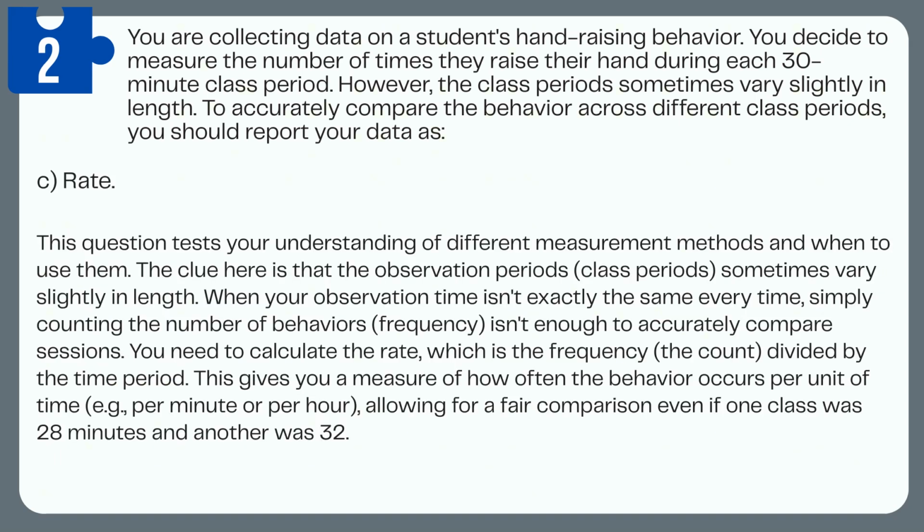Answer C. Rate. This question tests your understanding of different measurement methods and when to use them. The clue here is that the observation periods, class periods, sometimes vary slightly in length. When your observation time isn't exactly the same every time, simply counting the number of behaviors, frequency, isn't enough to accurately compare sessions. You need to calculate the rate, which is the frequency, the count, divided by the time period. This gives you a measure of how often the behavior occurs per unit of time, for example, per minute or per hour, allowing for a fair comparison even if one class was 28 minutes and another was 32.